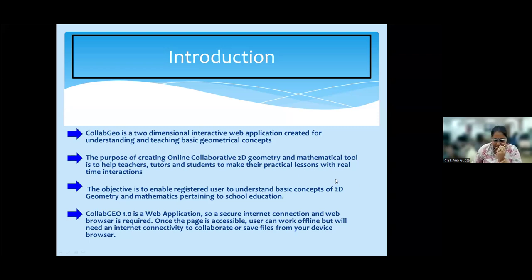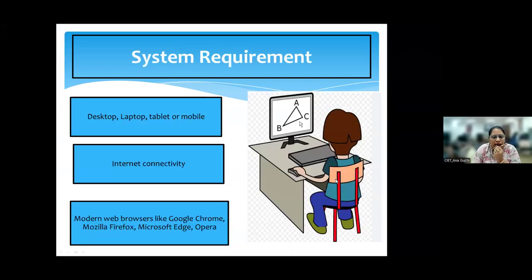Next, what system do we require to access CollabGEO? We require a desktop or laptop, and we can see that many participants have already joined from their mobile phones. They can also use this CollabGEO software from their mobile phones. Once I share the link with the participants, you can join the CollabGEO platform and collaborate with me. You can see the features one by one.